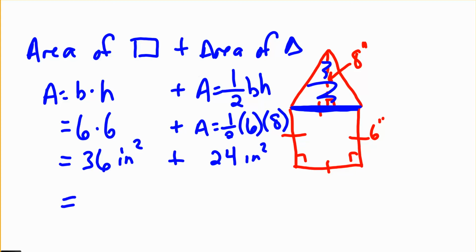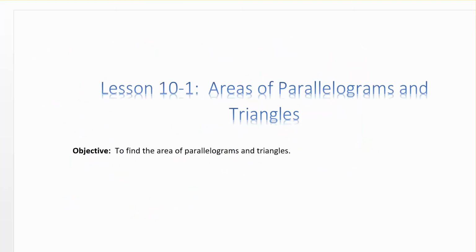So the area of the entire figure is the area of the square plus the area of the triangle, and 36 and 24 would give us 60 square inches. Okay, so that's lesson 10.1.